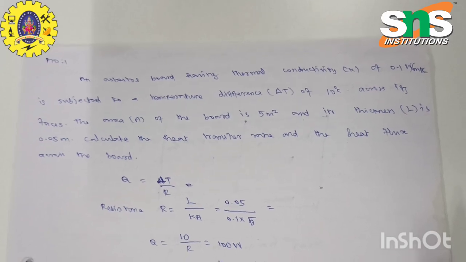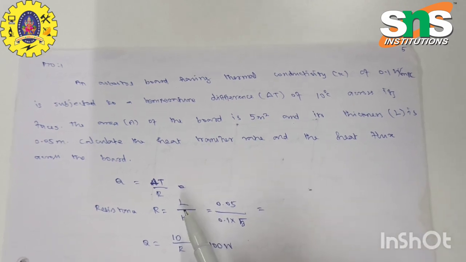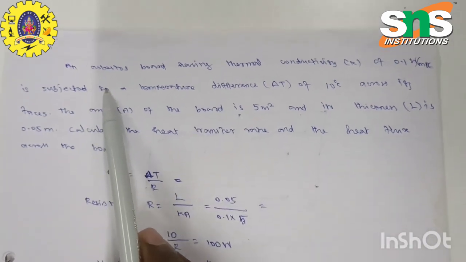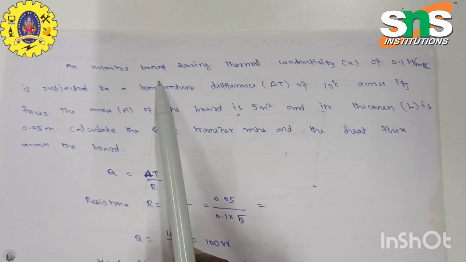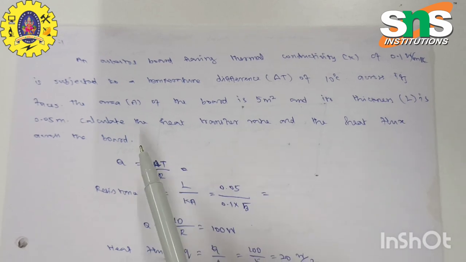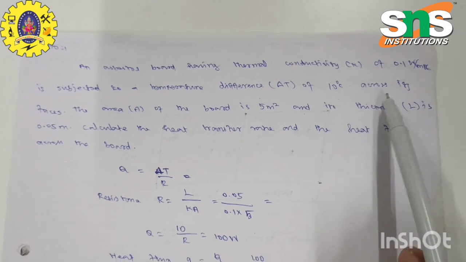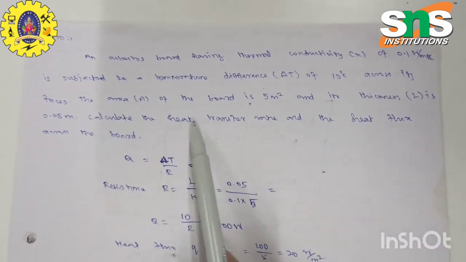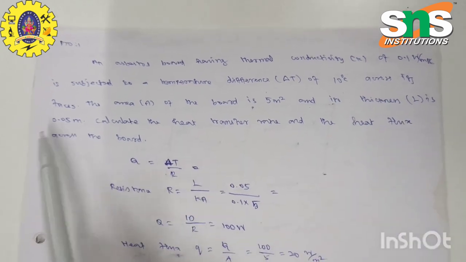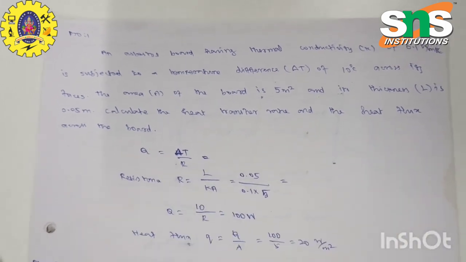This is a lecture series about how to solve heat transfer conduction problems. Problem number 1: an asbestos board having a thermal conductivity of 0.1 watt per meter Kelvin is subjected to a temperature difference of 10 degrees Celsius across its faces. The area of the board is 5 meters squared and its thickness is 0.05 meter. Calculate the heat transfer rate and the heat flux across the board.